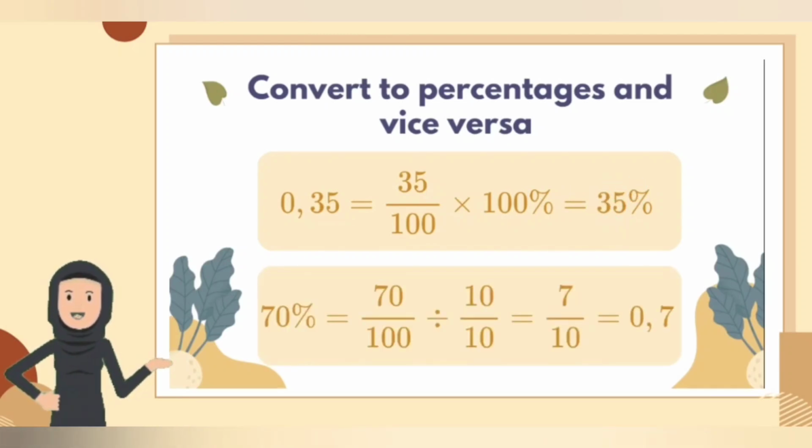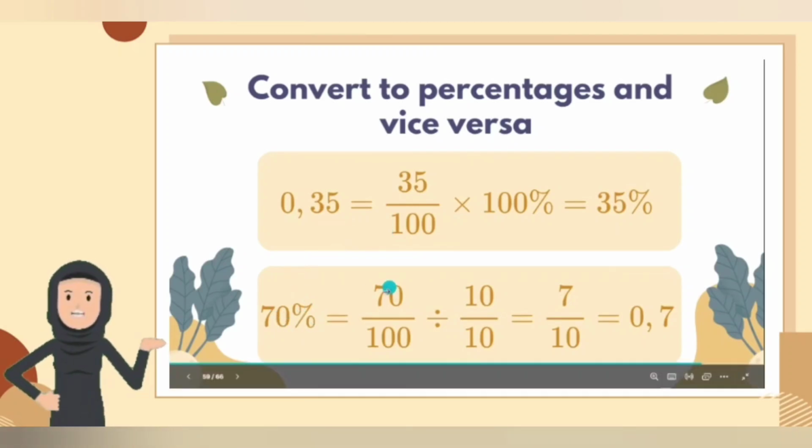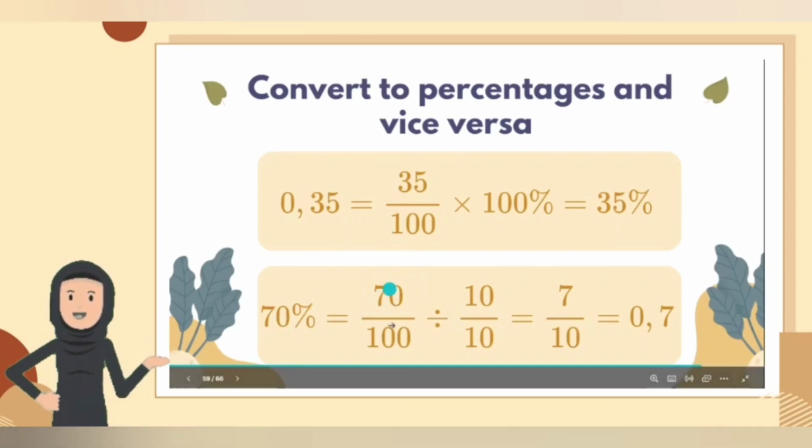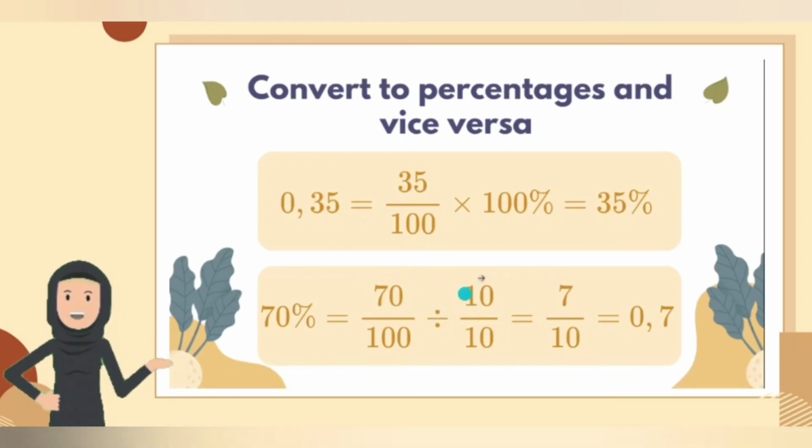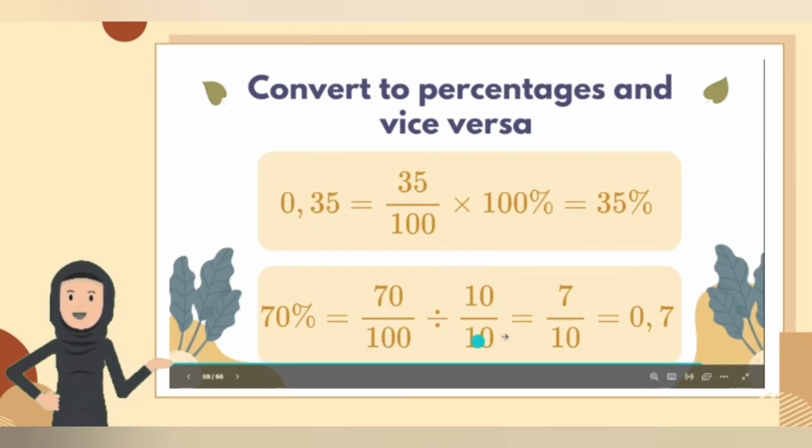Then 70%. 70% is 70 hundredths divided by 10 tenths. 70 divided by 10 is 7. 100 divided by 10 is 10. So the answer is 0.7.